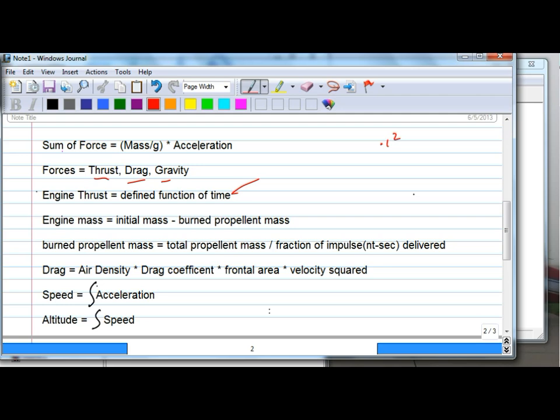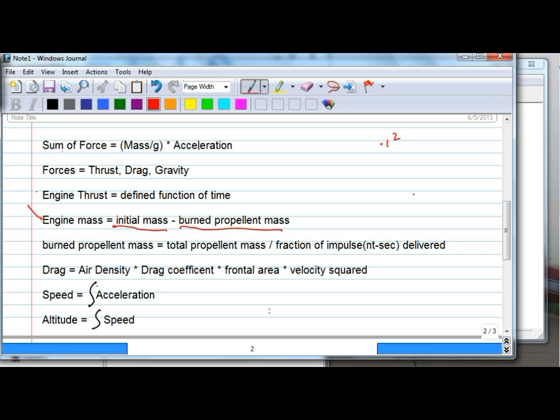Now, gravity is, of course, a function of mass, and as we go, we need to know the mass for this equation. As we burn propellant, that mass is changing all the time. So we need to calculate the engine mass as a function of time. We'll do that by taking the initial mass, which we have, minus the mass of burned propellant. And how much propellant have we burned?